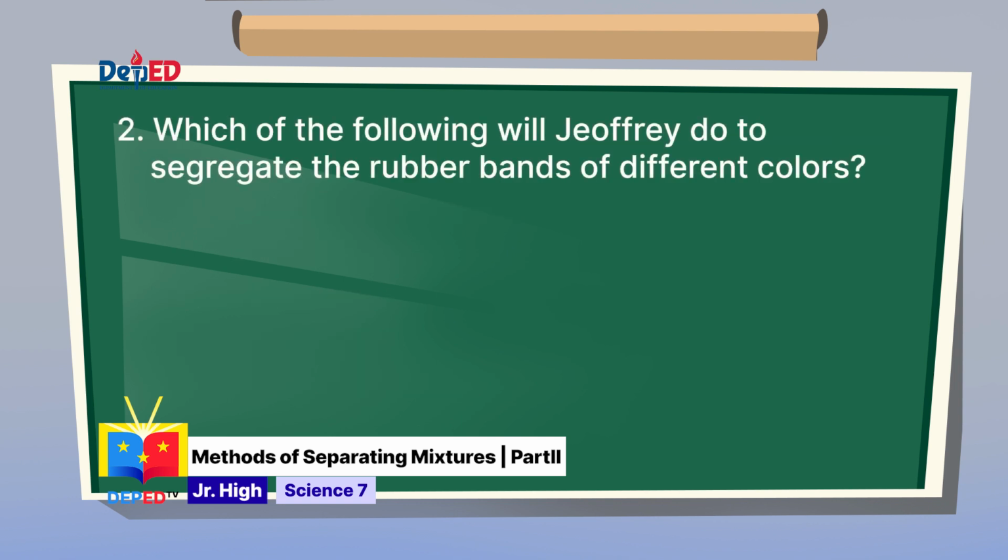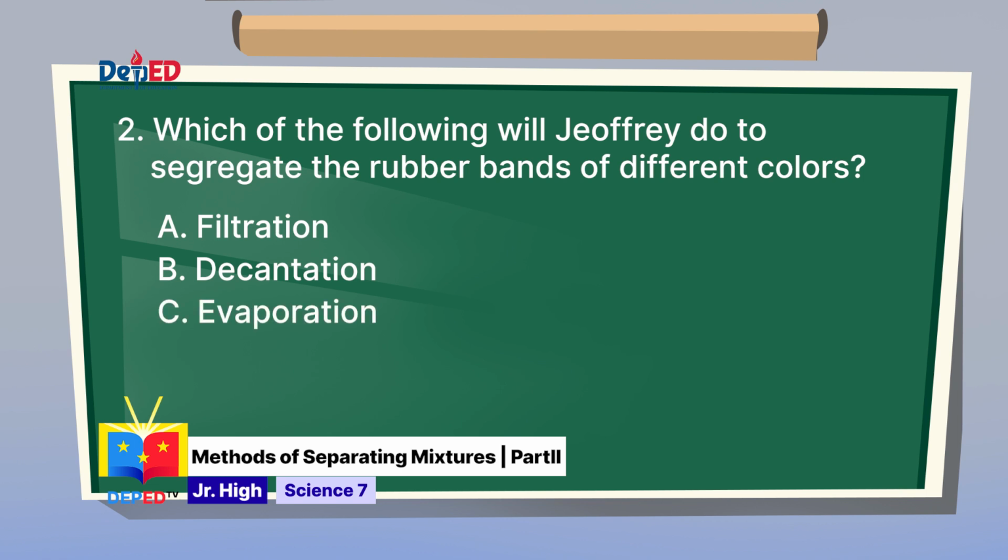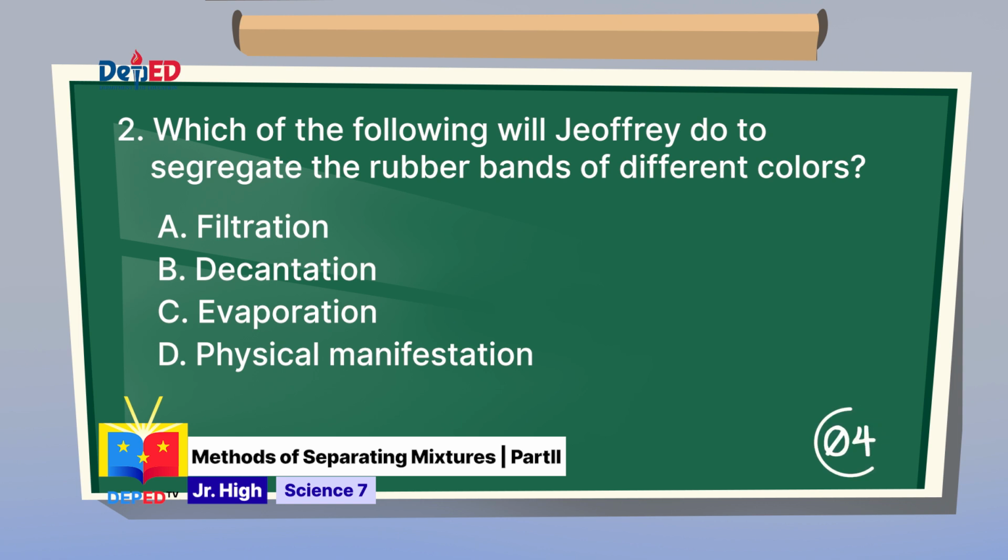Number 2. Which of the following will Jeoffrey do to segregate the rubber bands of different colors? A. Filtration. B. Decantation. C. Evaporation. D. Physical manifestation. Rubber bands can be segregated into different colors by hand picking, which is an example of physical manifestation. The correct answer is letter D.